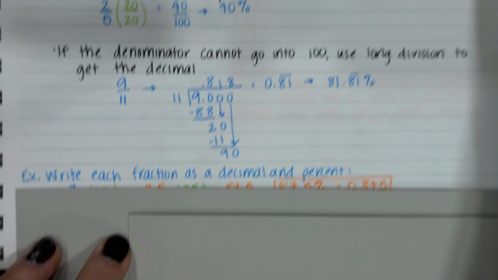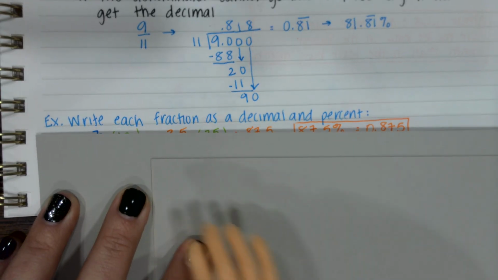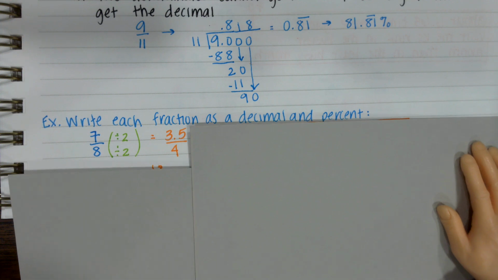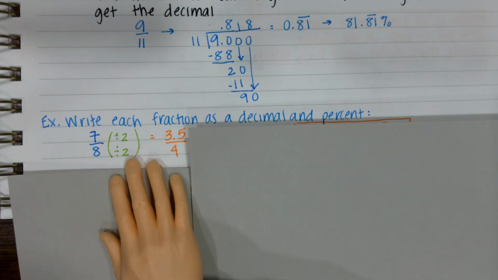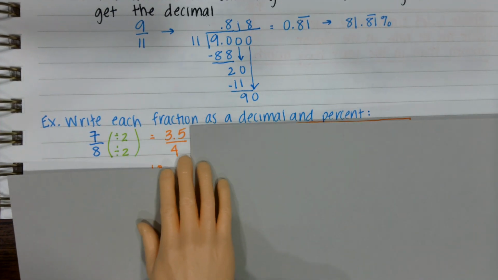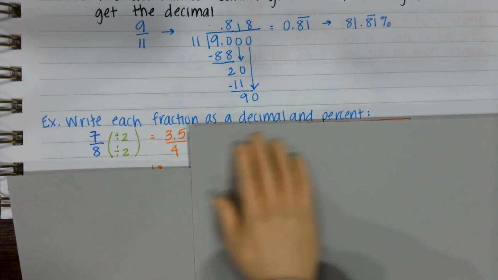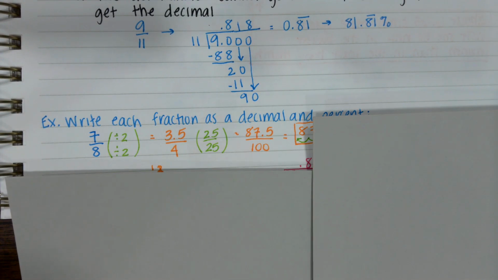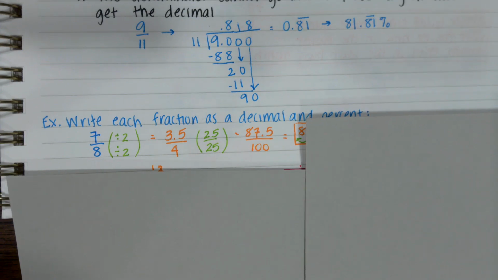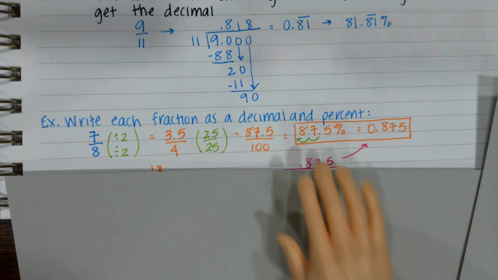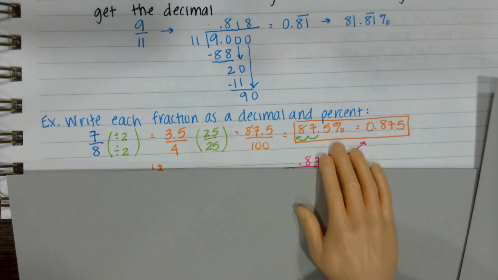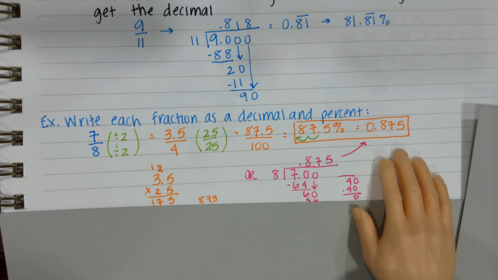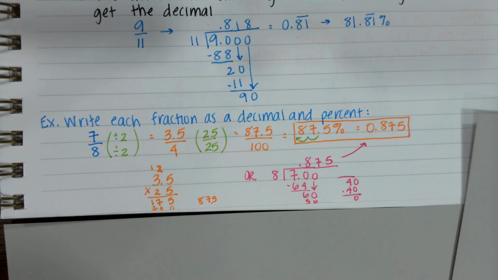So for these fractions, we are going to write them as a decimal and a percent. So 7/8 we can divide by 2 to get a denominator of 4, because I know 4 goes into 100, so then I would multiply by 25, and then that gives 87.5, and then that's 87.5%. To write it as a decimal, move your decimal spot twice to the left, and you get 0.875.